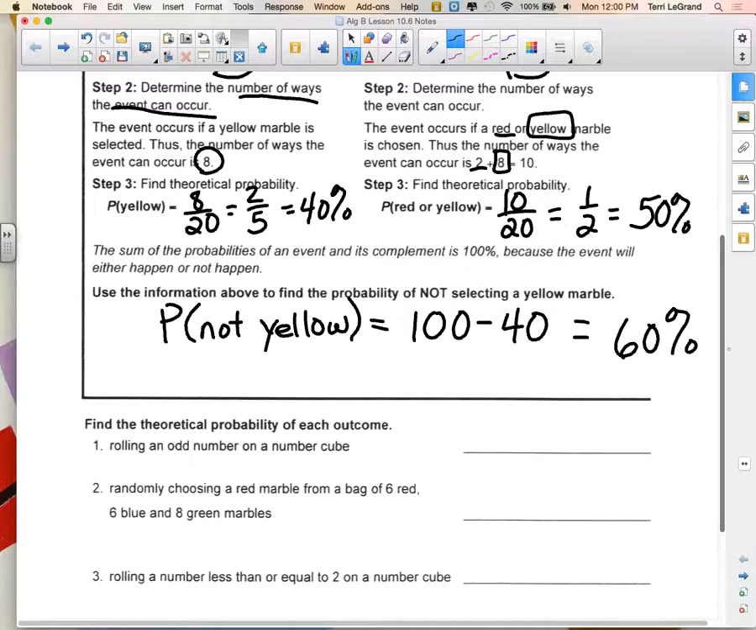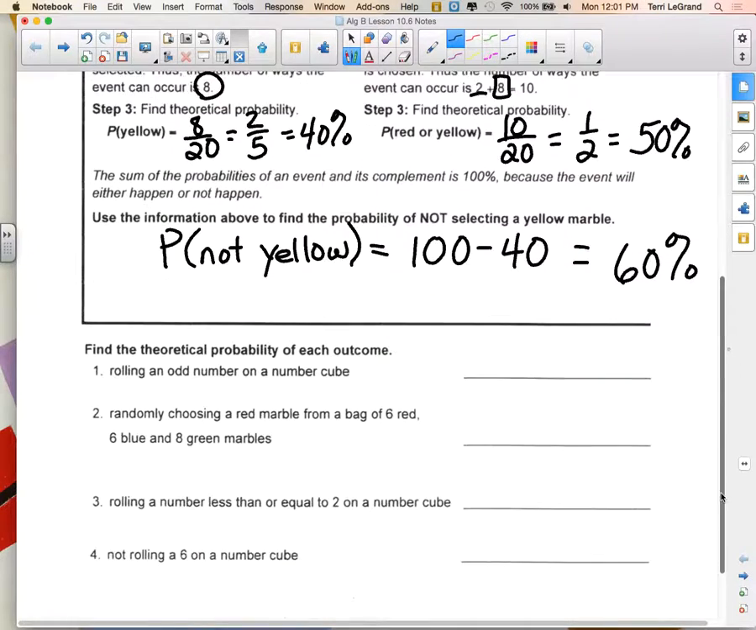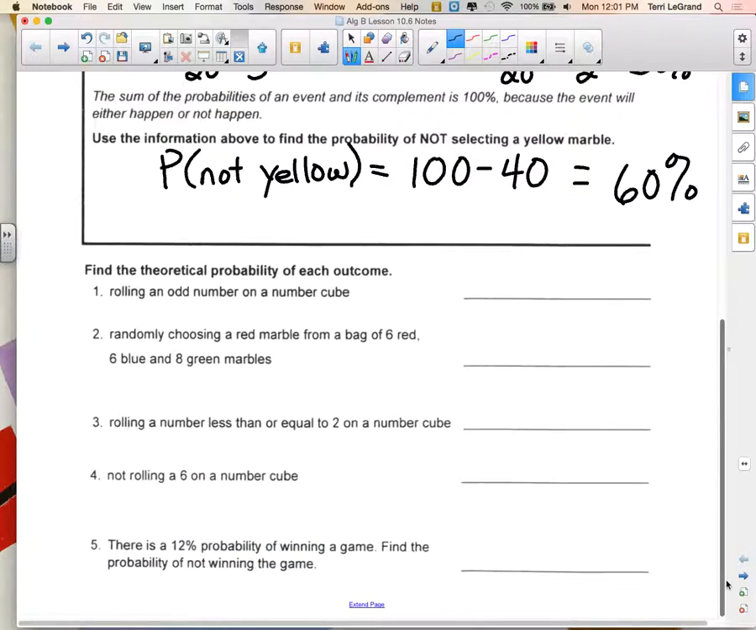So if it's a 60% probability, what's the likelihood then? Impossible? Unlikely? As likely as not? Likely? Or certain? Likely. It's between 50 and 100. This is likely to happen. Okay, let's go down here and start practicing some more.